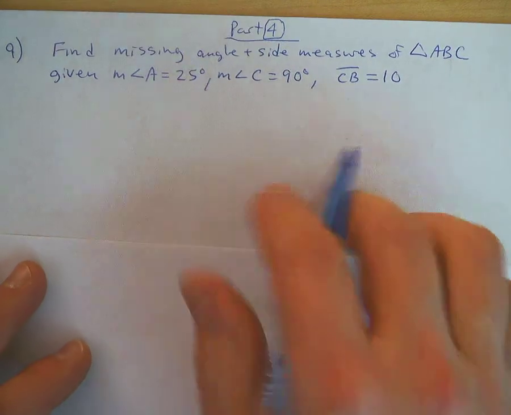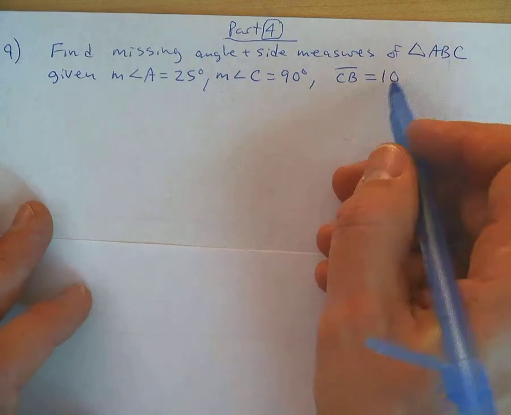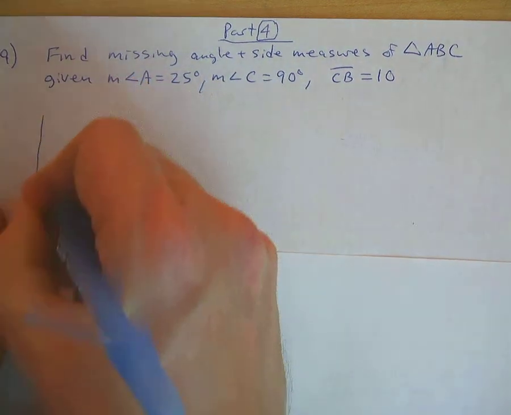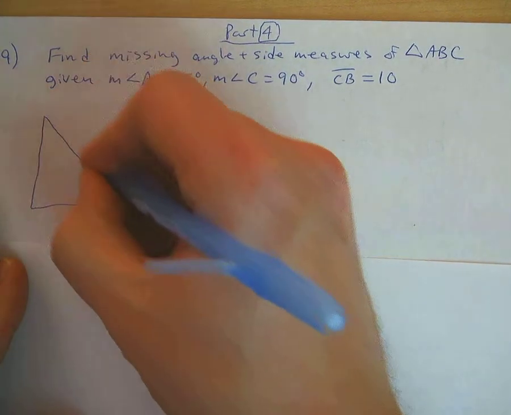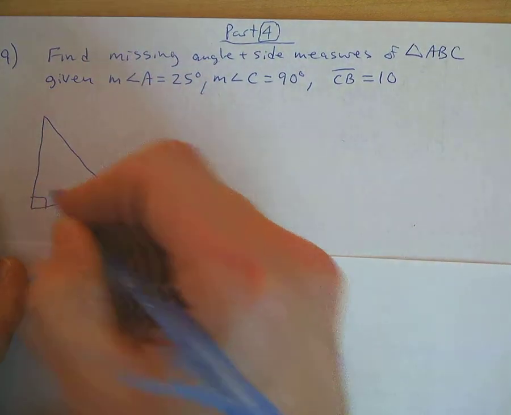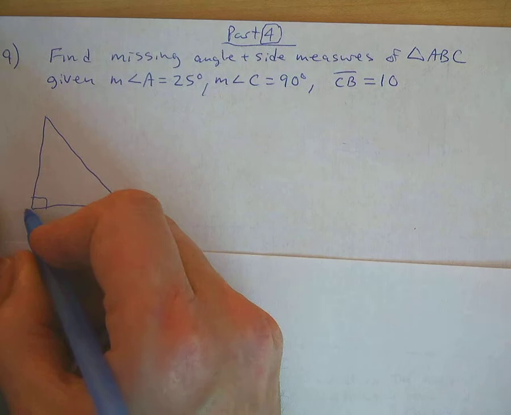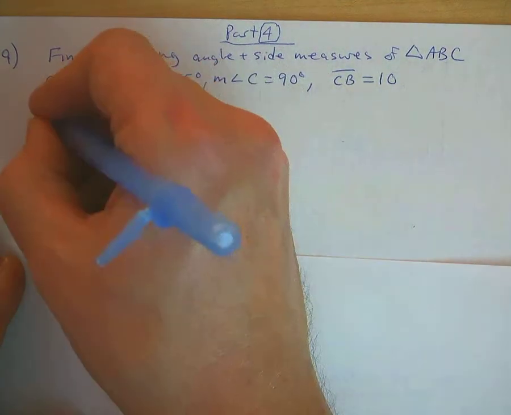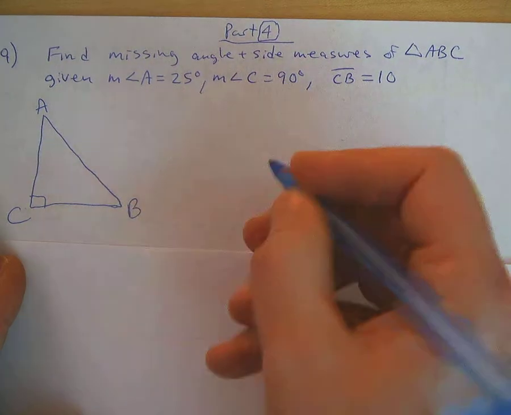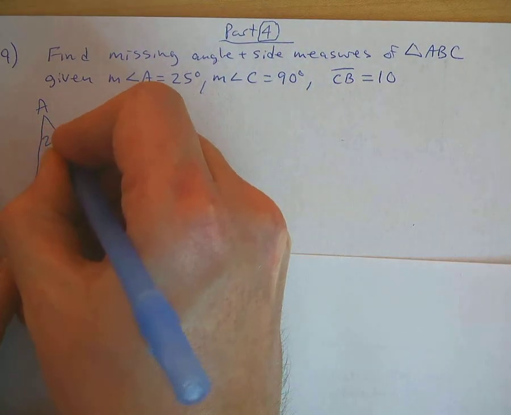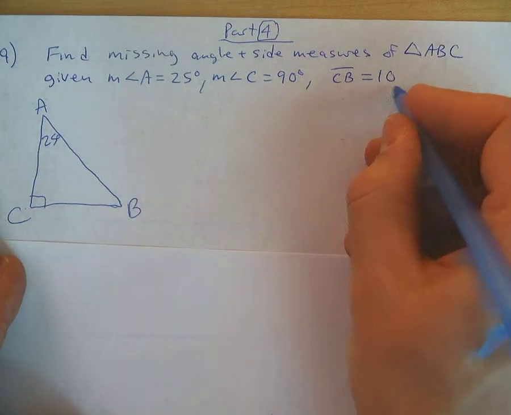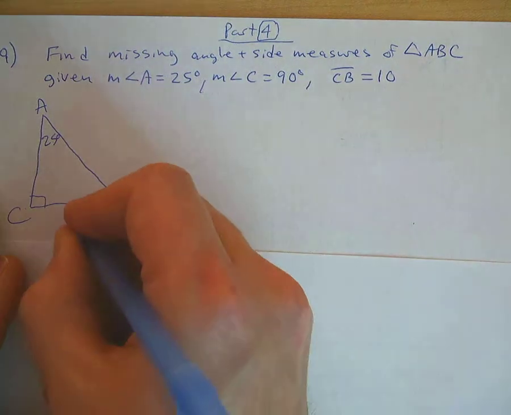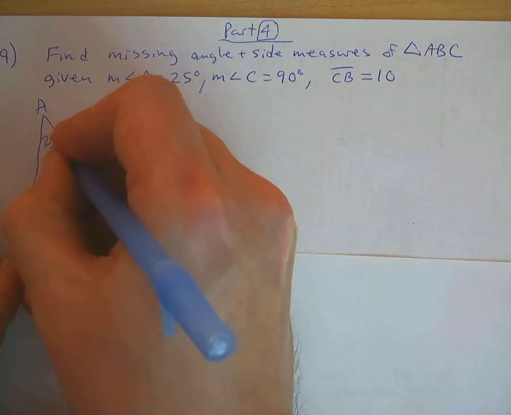It says find the missing angle and side measures of triangle ABC. So I'm going to draw myself a triangle here. Angle C is 90 degrees, so I'm going to make that angle C. The other ones, let's say this is A and this is B. Angle A is 25 degrees. And then it says CB is 10, so that means this side is 10. Make sure that's a little clear.